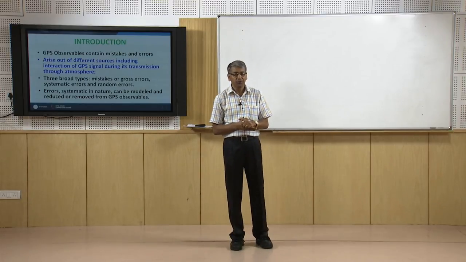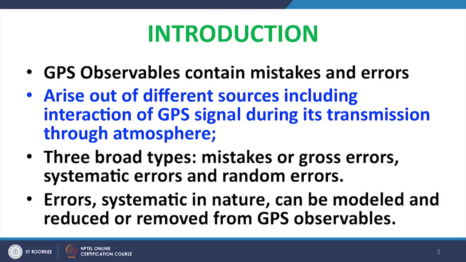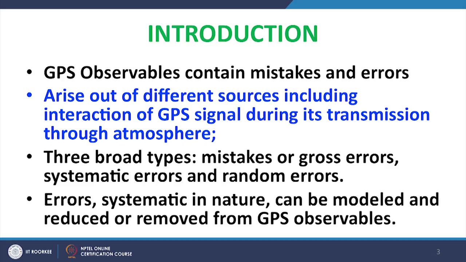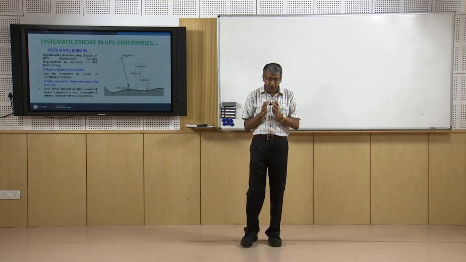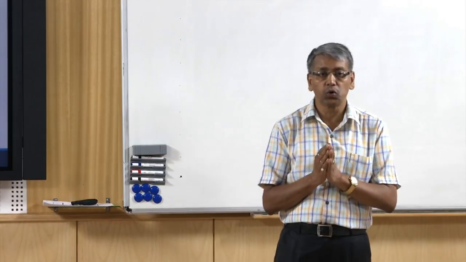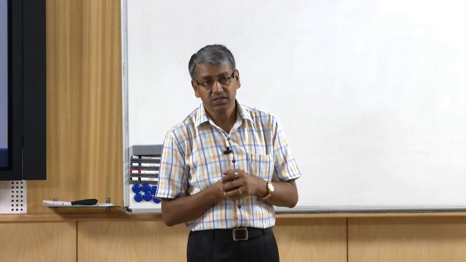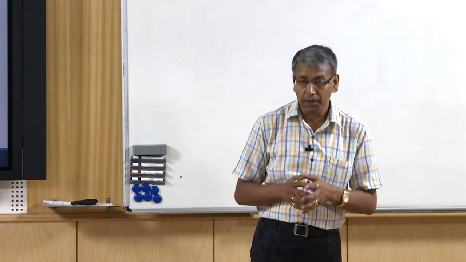fundamentally divided into three types: gross errors, systematic error and random error. Of these errors, the systematic error is the one which follows some physical laws, so it is called systematic, and on the basis of the laws this may be modeled, which further can be removed from the GPS observables. These errors have a very big deteriorating effect on GPS positioning, so we need to know thoroughly about the different types of systematic errors and how they can be minimized or removed from GPS observables.